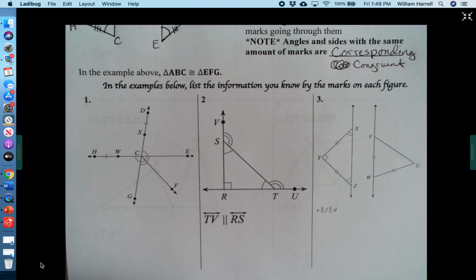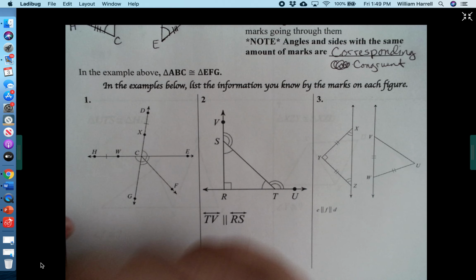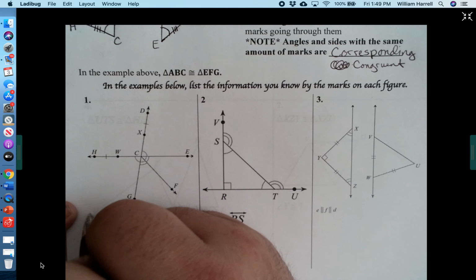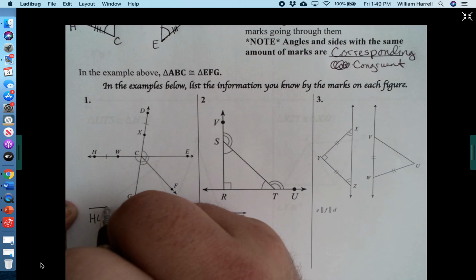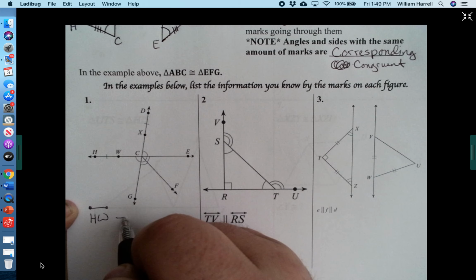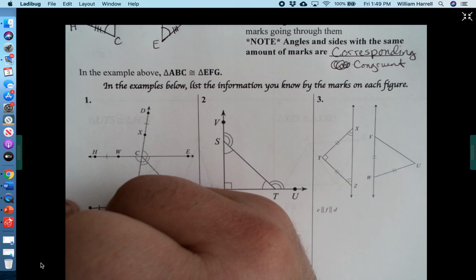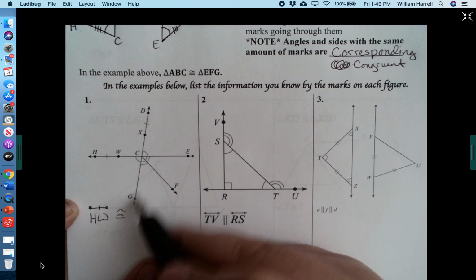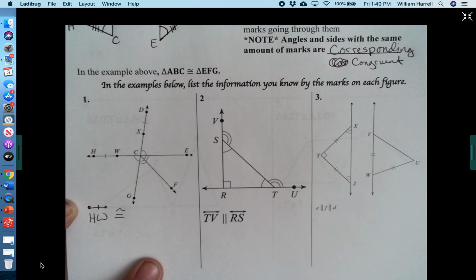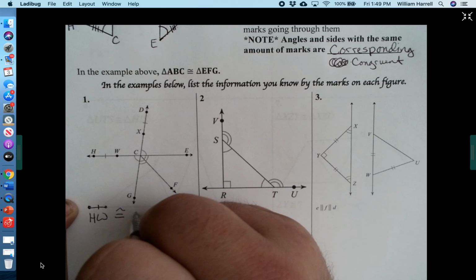In example 1, list the information you know by marks on the figure. So, in short, what angles are equivalent to each other, and what segments or lengths are equivalent to each other. So I can say segment HW is congruent because HW has 1. Alright. What other segment or piece of line only has 1 mark through it? DX.